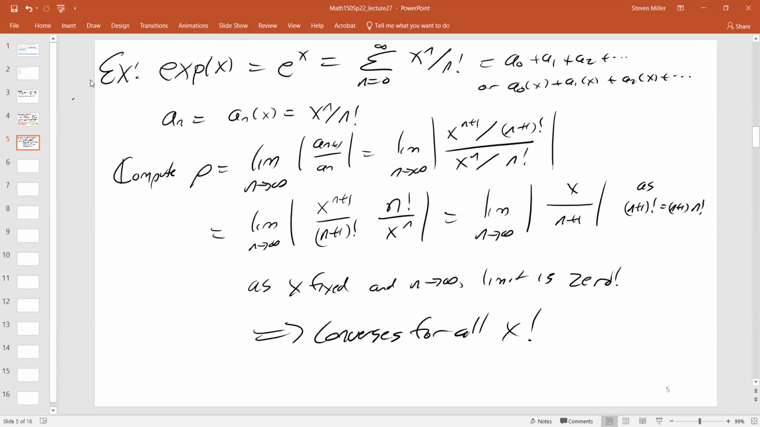So you always have to worry when I define something, does it make sense? And here this does make sense. It is well defined for all values. So we don't have a terrible situation where it might converge for some values and not for others.